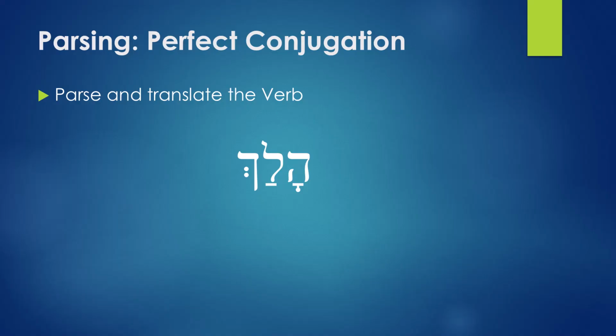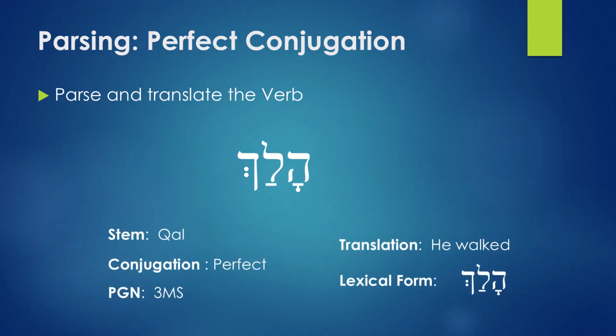All right, next we have this word, halach. How do we parse this one? The stem is qal, the conjugation is perfect, and because it already has kametz and patach, it tells you it's coming from 3ms. That is telling you that's the lexical form. The third masculine singular is the one that is simple and basic. It has no suffixes added. So halach, the lexical form is halach, the same form. Third masculine is translated as he walked, because halach means he walked.